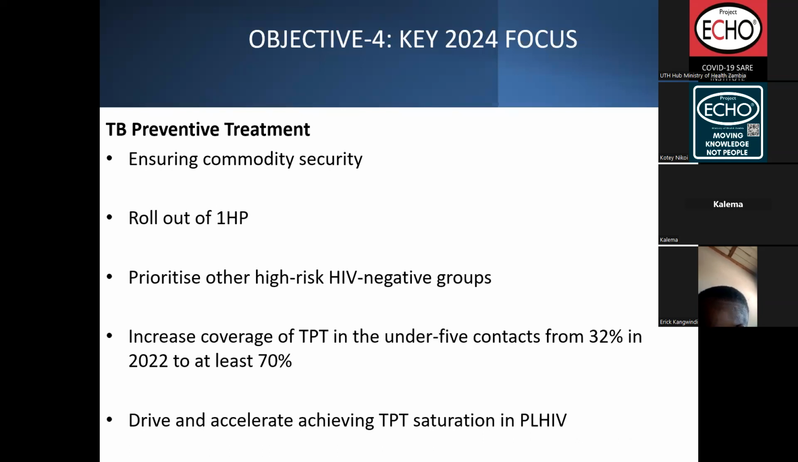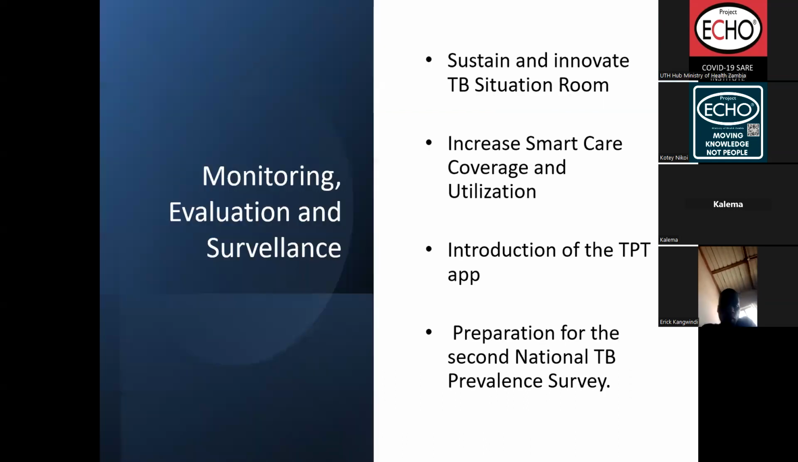And also expansion of the coverage, especially amongst the HIV negative eligible groups. I think this is where we've lagged behind. And this year we want to concentrate on this, and we'll try and do a baseline assessment of how many people we need to cover. And this is already, I think, taken care of by one of our partners who've come on board to help us with a baseline assessment so that we have a targeted approach to these populations. Then we definitely need to continue saturating our people living with HIV with TPT, those who are eligible.